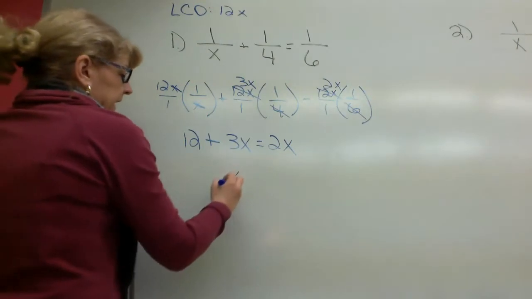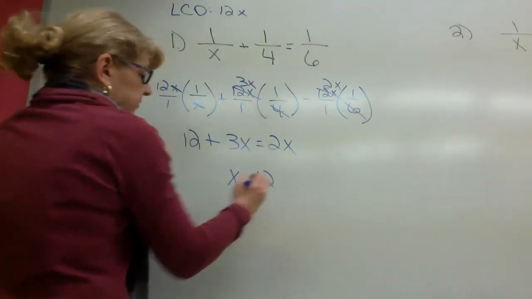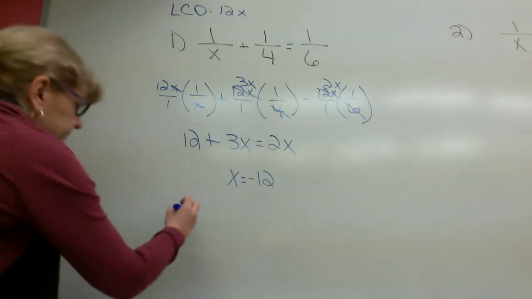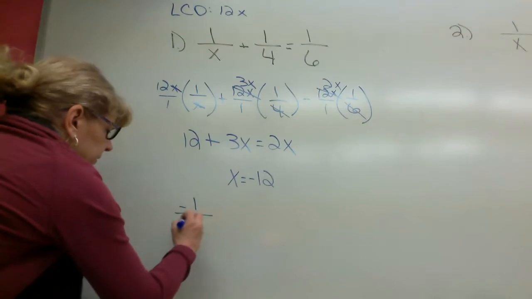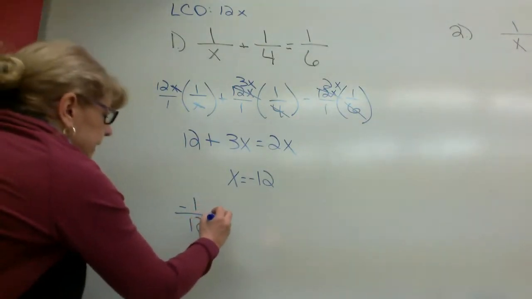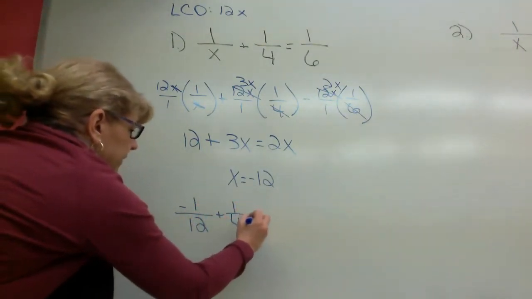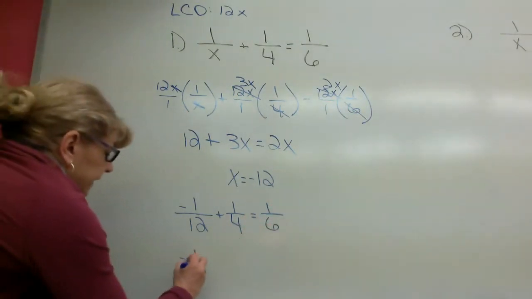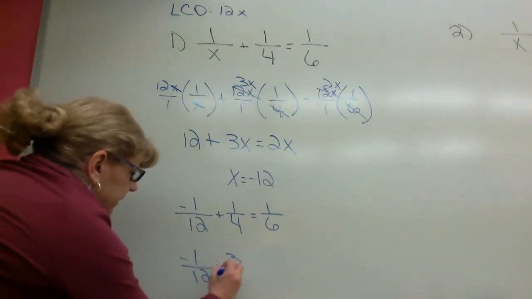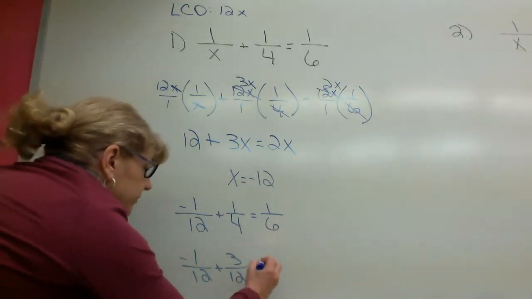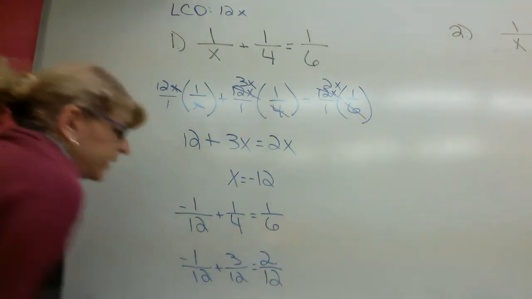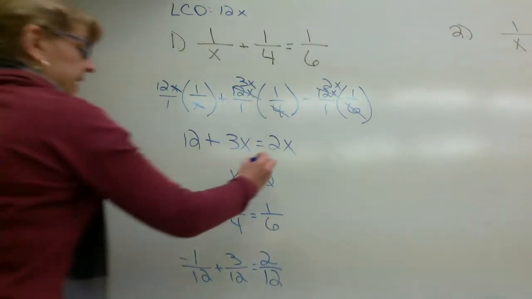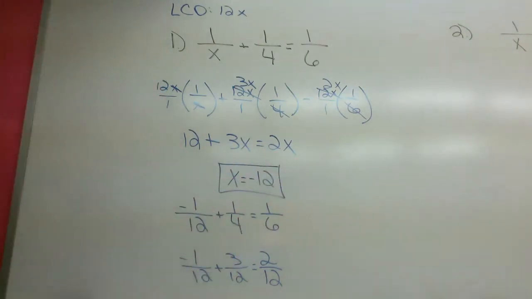So when I solve this, I'm going to get that x is equal to -12. You can check that by substituting it back into the equation. Here I'm going to have 1 over, or negative 1/12, then plus 1/4 equals 1/6. Getting a common denominator there, you'll have negative 1/12 plus 3/12 equals 2/12. And you can see that that answer is a solution. So in this case, x equals -12 is a solution.